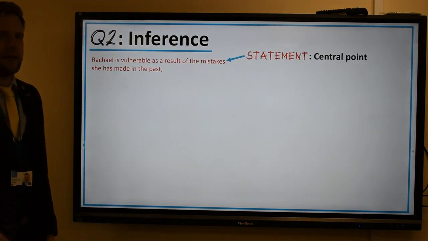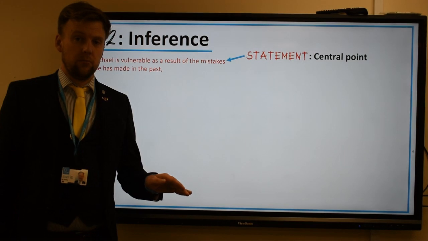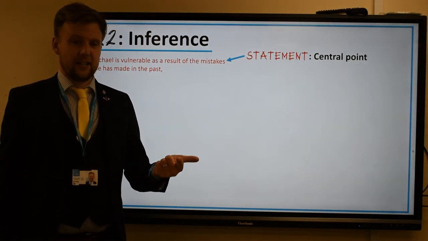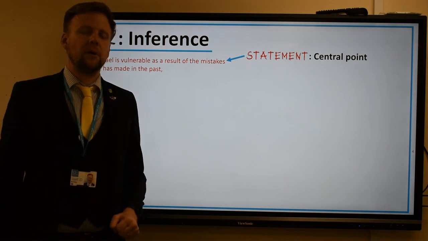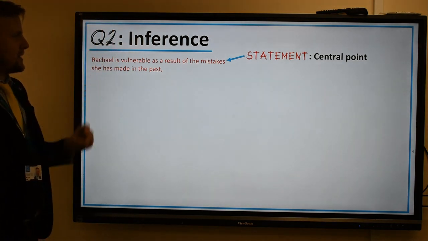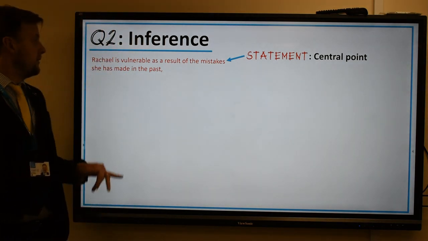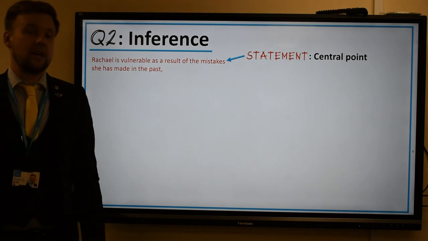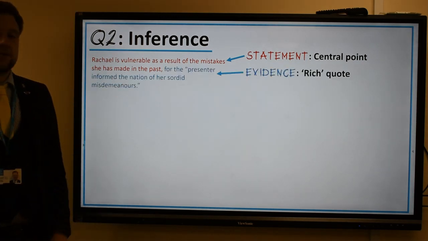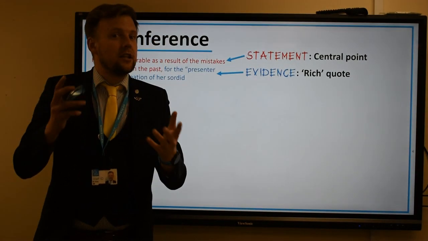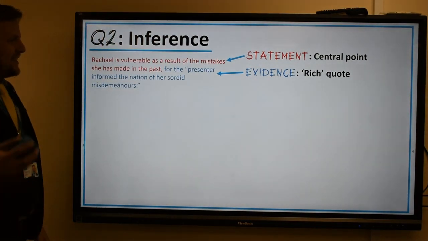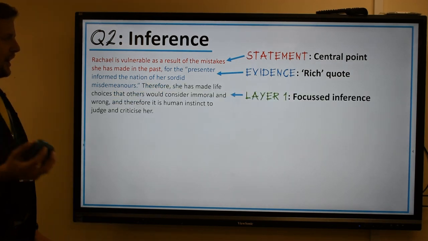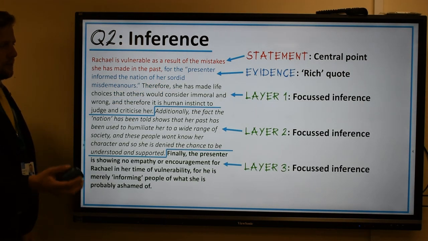So, what do I now do? This is dead simple. No focus effect link, no fancy complicated zooms, no massive methods. This is straight up simple inference. Make a statement making the central point. Rachel is vulnerable as a result of the mistakes she made in the past. Your piece of evidence, rich in that there's loads of inferences we can make, not rich in terms of there's loads of methods, and then you are just layering up your different inferences.